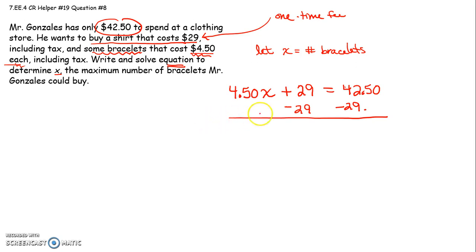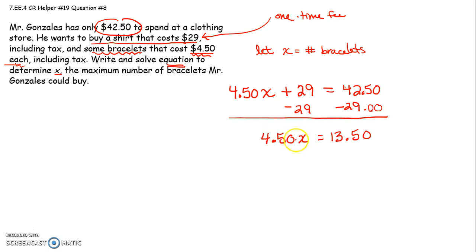You'll notice I lined my 29 up underneath my 42. Got to line up the ones place, the tens place. I even shoved a decimal point there. I could add some zeros if I wanted. But on your calculator, you could do 42.50 minus 29. And you'll see that's 13.50. So I moved all constants to the right-hand side of the equal sign. That way I just have my x's on the left.